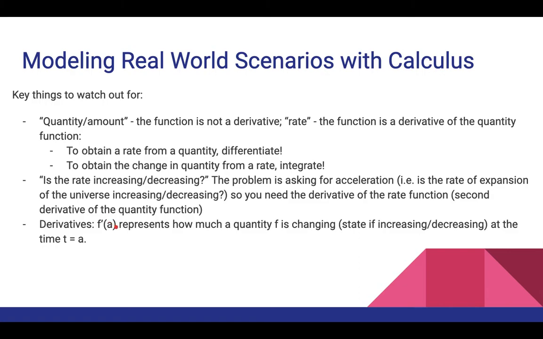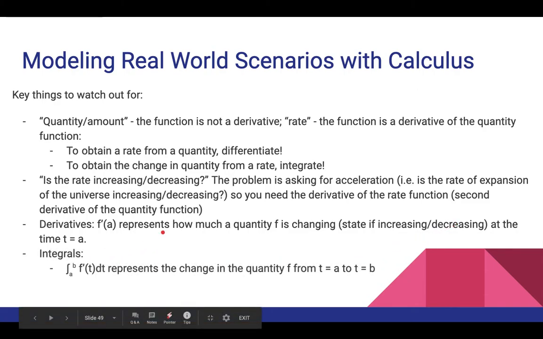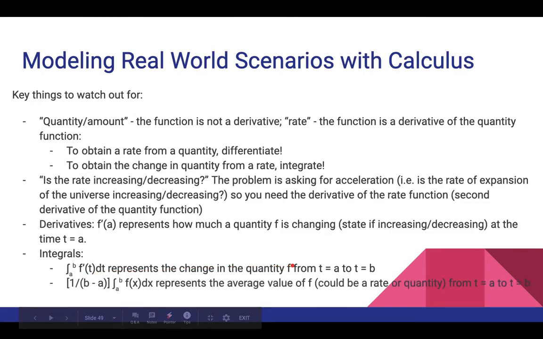Derivatives. f prime of a represents how much a quantity f is changing, i.e. increasing or decreasing at the time t equals a. Integrals. The integral of a rate function represents the change in the quantity f from t equals a to t equals b. Whereas this equation right here is our average value equation of a function f. It represents the average value of f. It could be a rate or a quantity from t equals a to t equals b.